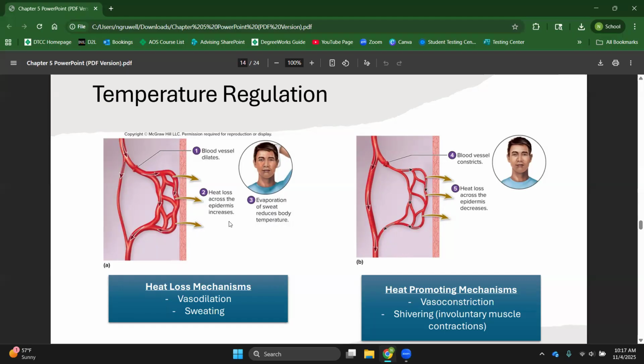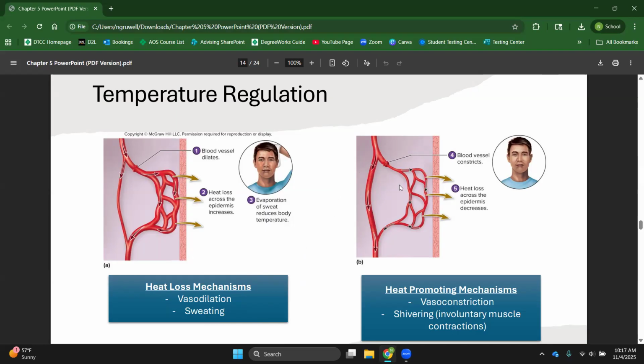So most of the time, we're in an environment that is less than 98.6 degrees Fahrenheit. So if we bring that blood that's around 98.6 degrees to the surface, it's going to release that heat and cool us down some. Another mechanism for cooling us down is sweating. And so when sweat goes on our skin and evaporates, that also helps us cool down. And we'll talk about sweat glands a bit later.